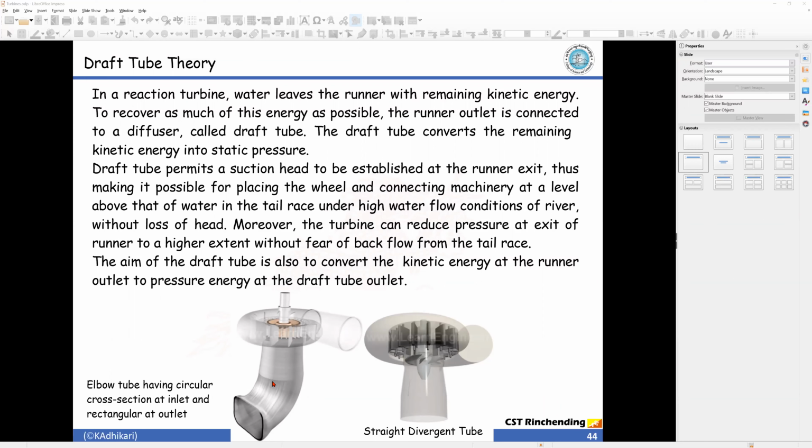Okay, so this tube is known as the draft tube, and its main function is to convert the kinetic energy at the runner outlet to the pressure energy at the draft tube outlet.